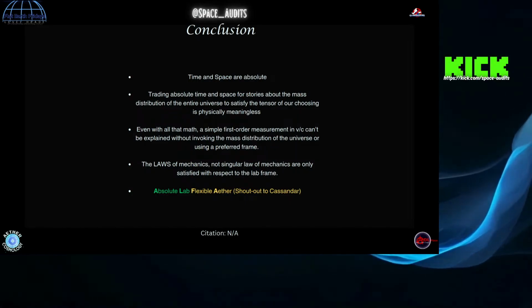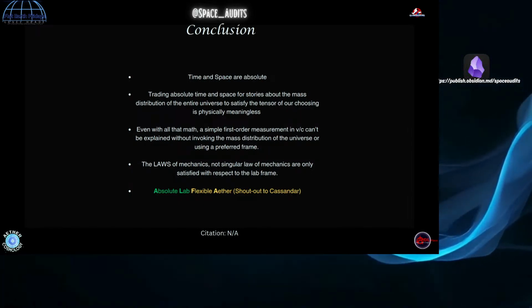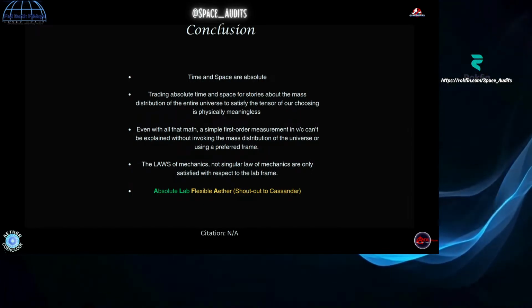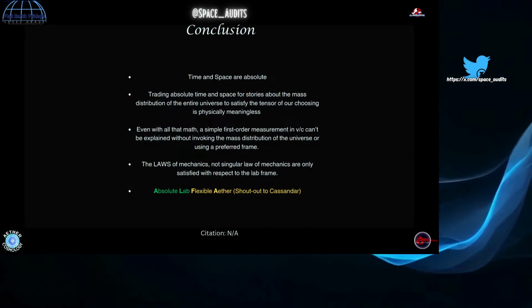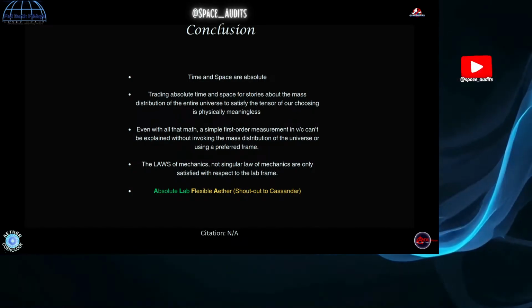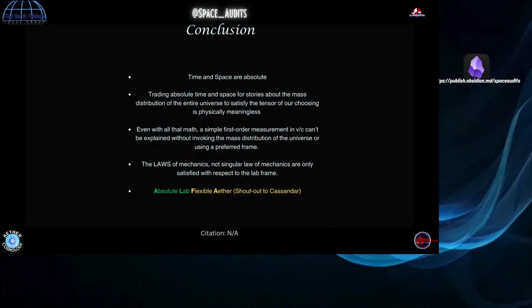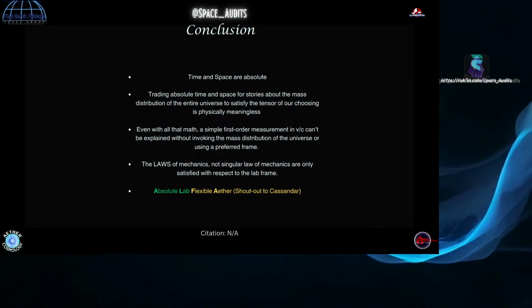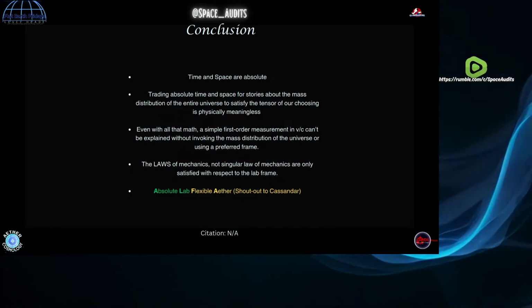We have GPS timelines working off of absolute time, but no relativistic physics included. So even with the simple first order v over c, not being able to explain it without invoking mass distribution or a preferred frame really solidifies that the relativistic philosophy and position isn't valid, especially when it's applied to cosmology.